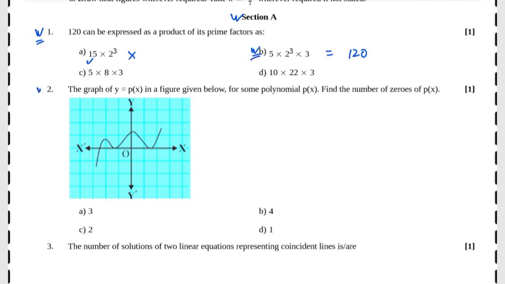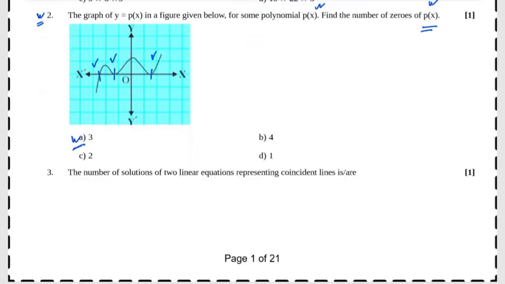Let's see the question number 2. The graph y = p(x) in the figure given below is for some polynomial p(x). Find the number of zeros. So the number of zeros equals the number of places where the curve cuts, intersects or touches the x-axis. So this is 1, 2, 3. So the number of zeros of this polynomial will be 3, and 3 is in option A. So the correct option of the question number 2 will be A.